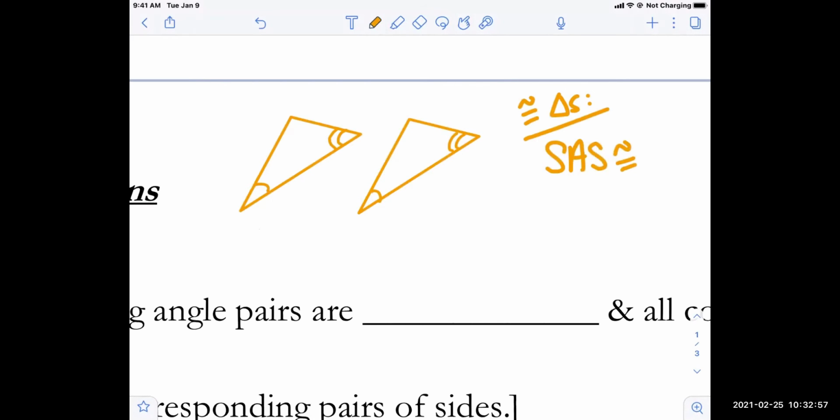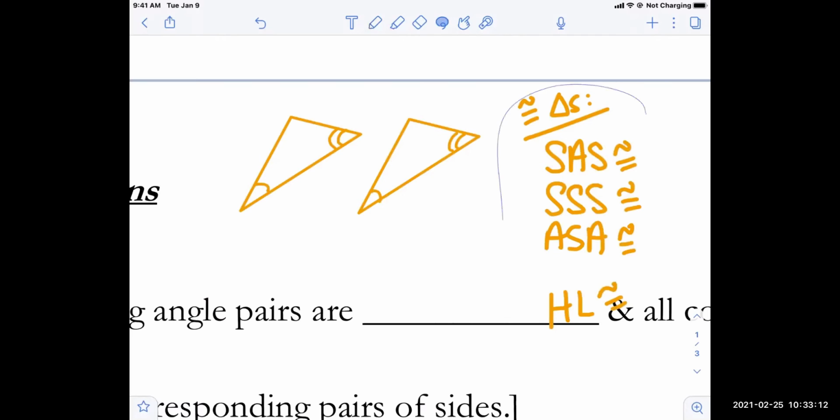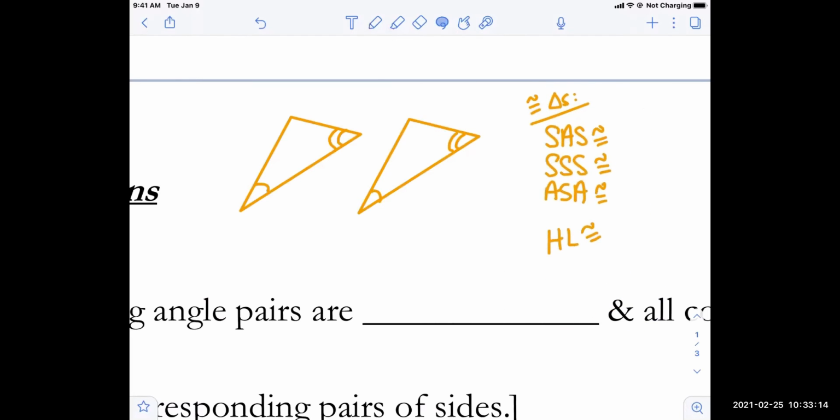Kara? Yeah, so that's like Kara, another one. Angle, side angle. There's one more. Hypotenuse leg works for right triangles. So that's kind of like a special one. There's one more that works in general for triangles. What's the last one?